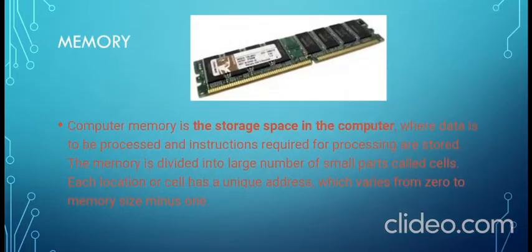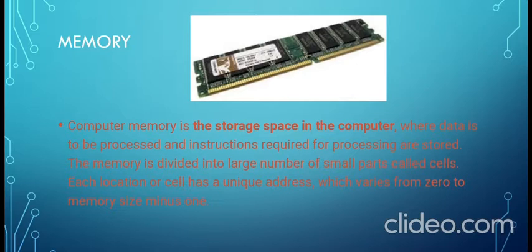Next is memory. Computer memory is a storage space in the computer where data is to be processed and instructions required for processing are stored. The memory is divided into a large number of small parts called cells. Each location or cell has a unique address which varies from 0 to memory size minus 1.